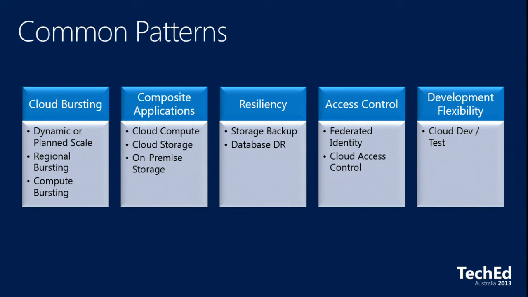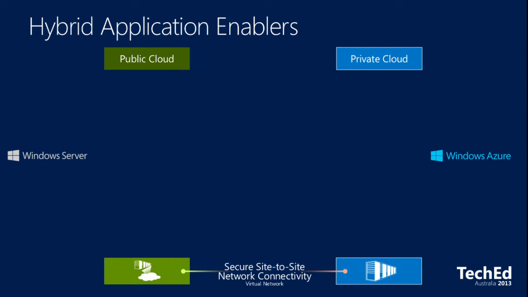So what I went through is this idea of cloud bursting. So dynamic, or more realistically, planned scale bursting into the cloud. Doing regional bursting to expand my presence or to set up a regional office, or doing compute bursting for rendering, HPC, that sort of stuff. We looked at composite apps, resilience, access control, and the dev flexibility. I've got 2 more slides to go where I just want to quickly have a look at some of the cloud enablers we spoke about.